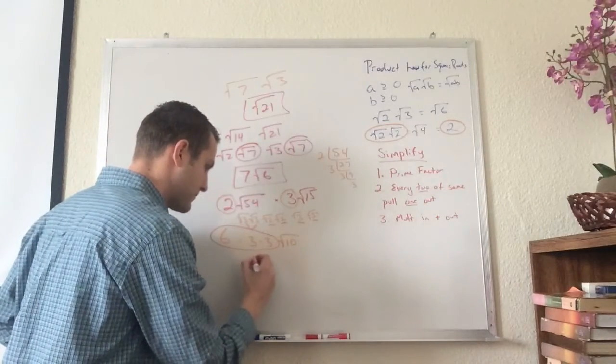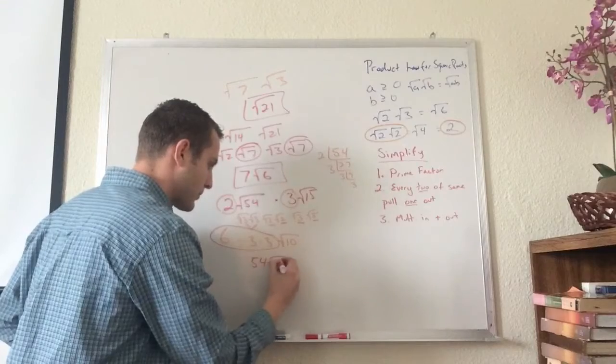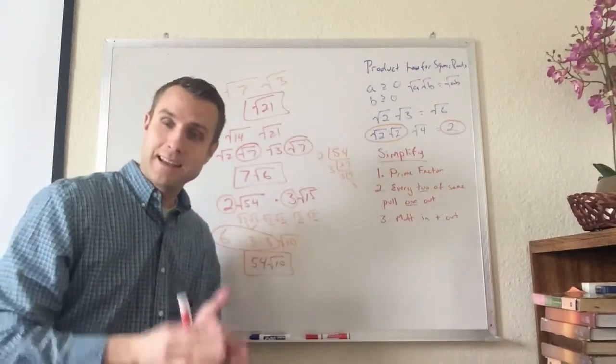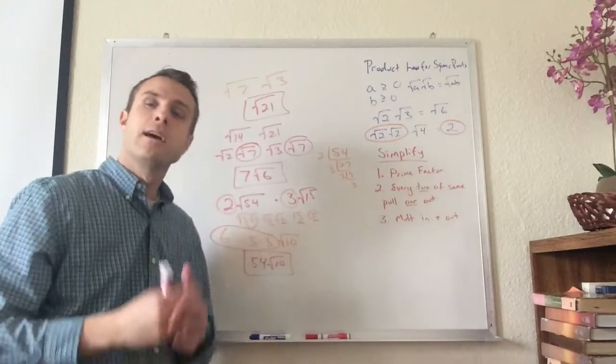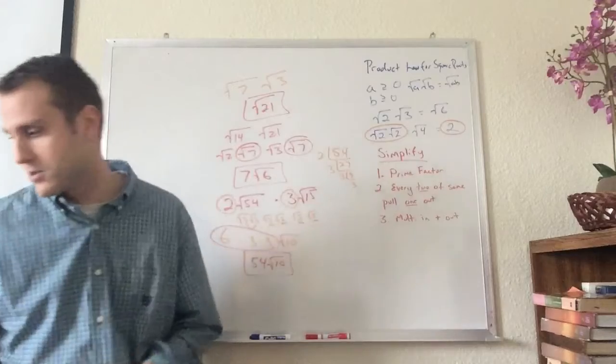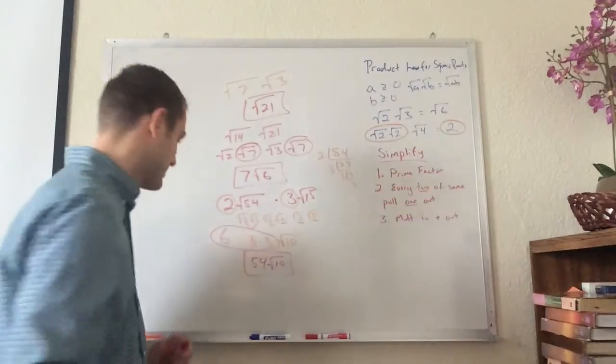9 times 6 is 54 square root of 10. So you multiply any numbers that stay inside, multiply those together. Any numbers that get out, multiply those together. And then that gives your answer of 54 square root of 10.